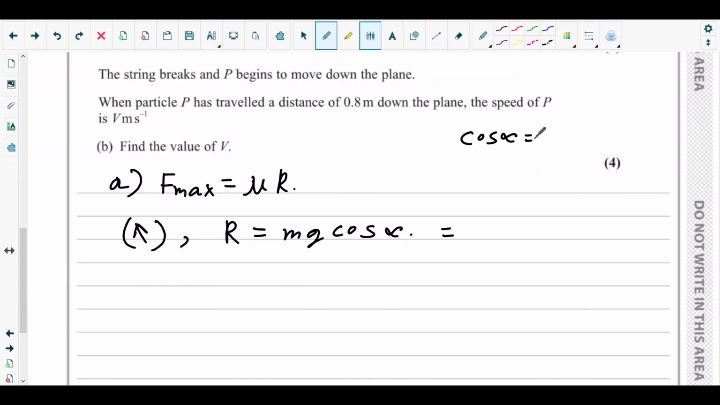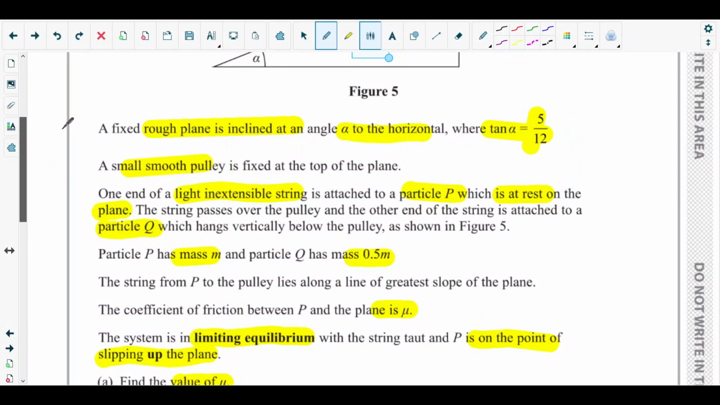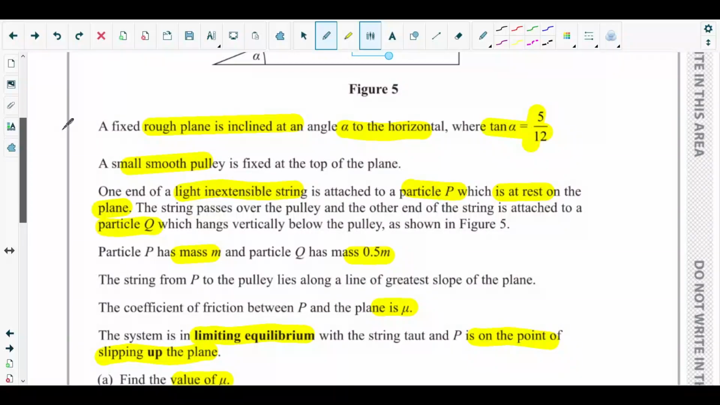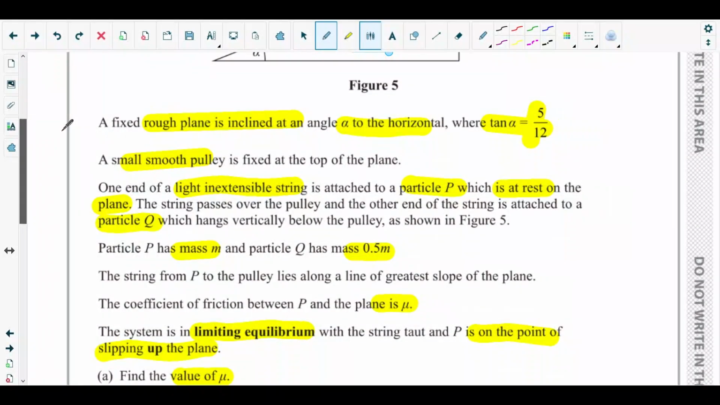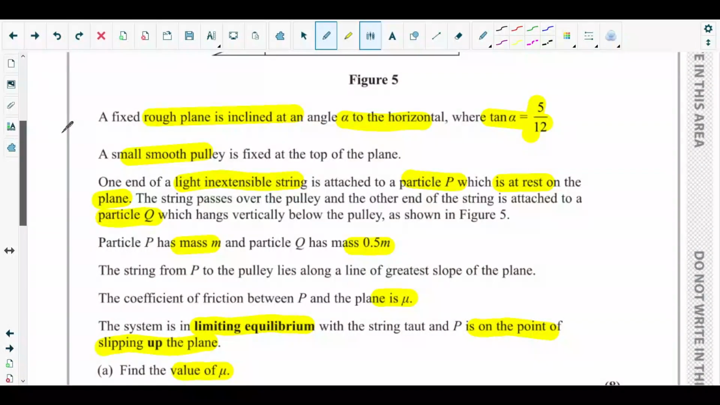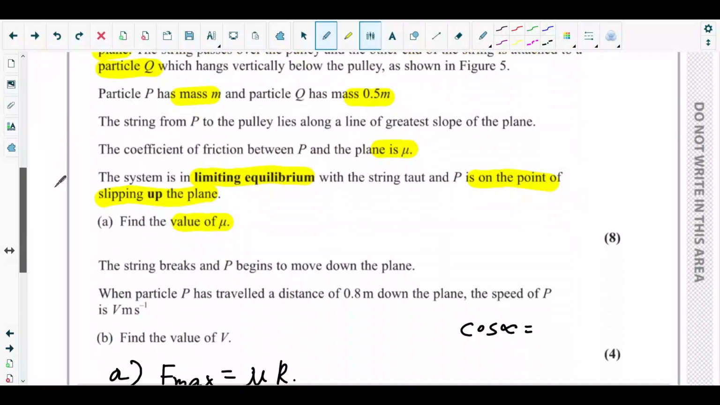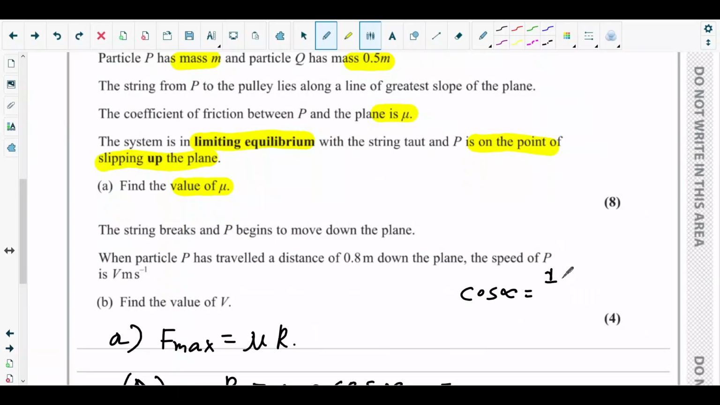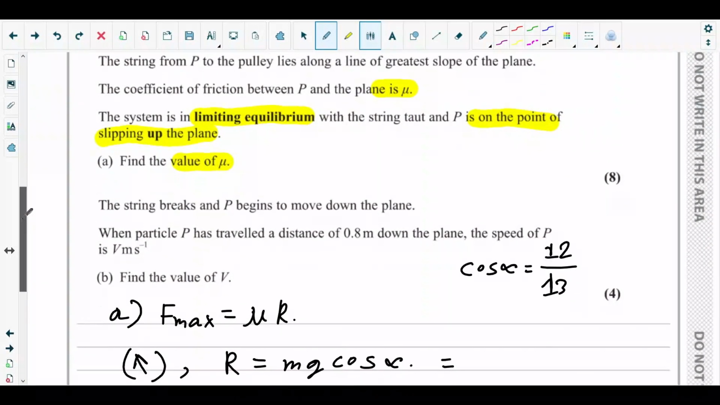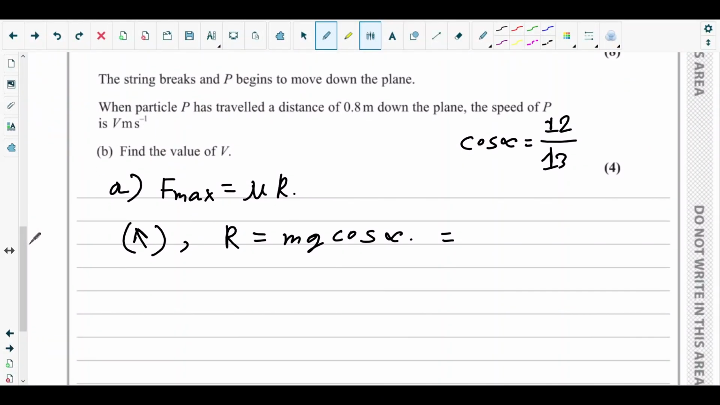Cos alpha would be... this is opposite side over the adjacent, so that means 13, the hypotenuse would be 13, right? So that means it is 12 over 13. Cos alpha is 12 over 13, since the adjacent side is 13. So cos alpha is what? Adjacent side over the hypotenuse. So adjacent side is 12 and 13 is the hypotenuse. Okay, so we got 12 over 13 mg.